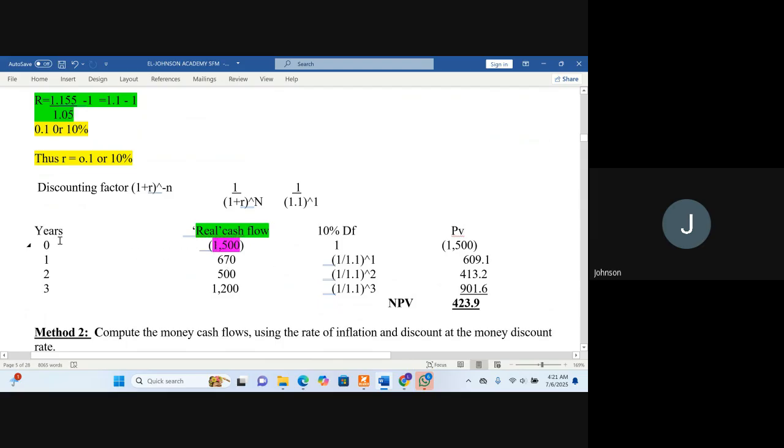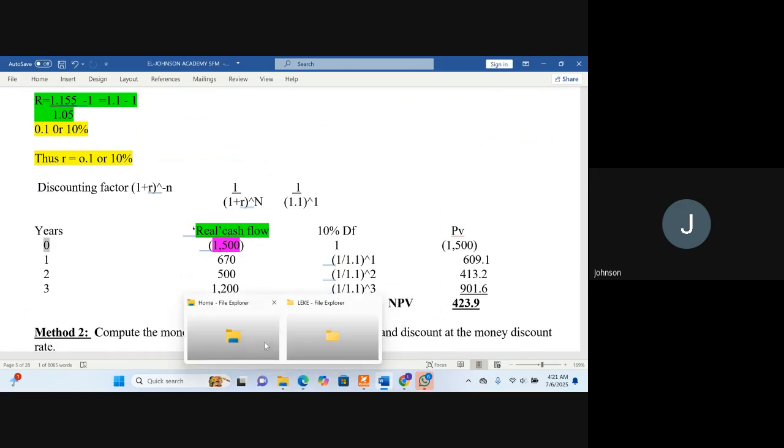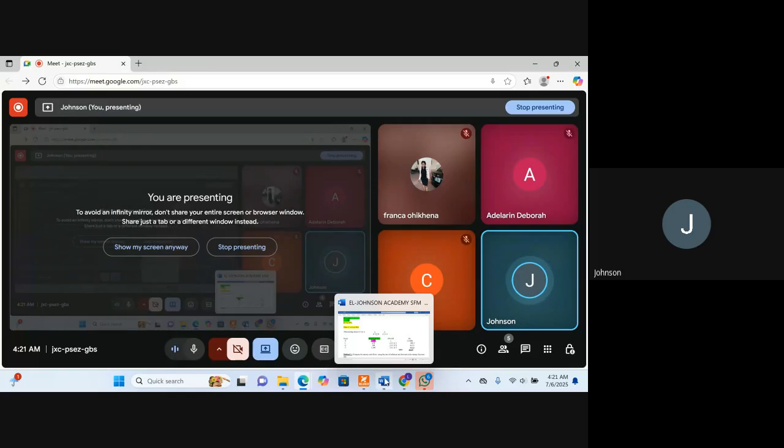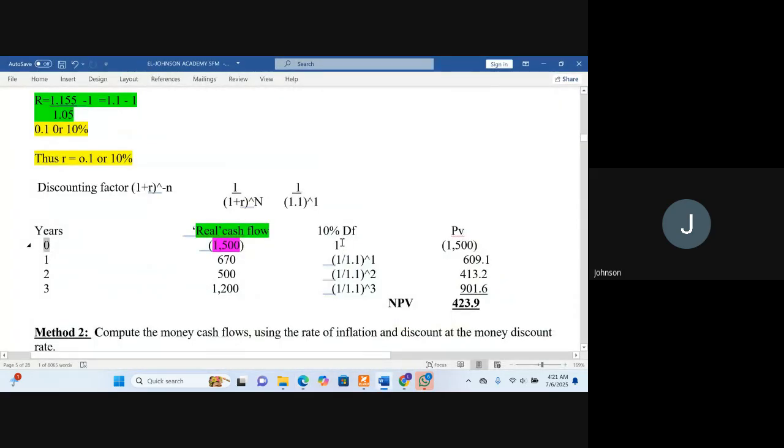So here we now have year 0 is an outlay. So the discounting factor is 10%. We put it into our formula: 1 over 1 plus R raised to power n. What is our n? Our n is year 0. Anything year 0 is always 1. So applying the discount factor for it, our discount factor is 1. So this 1 multiplied by 1.5 million, we are going to get our present value as 1.5 million.